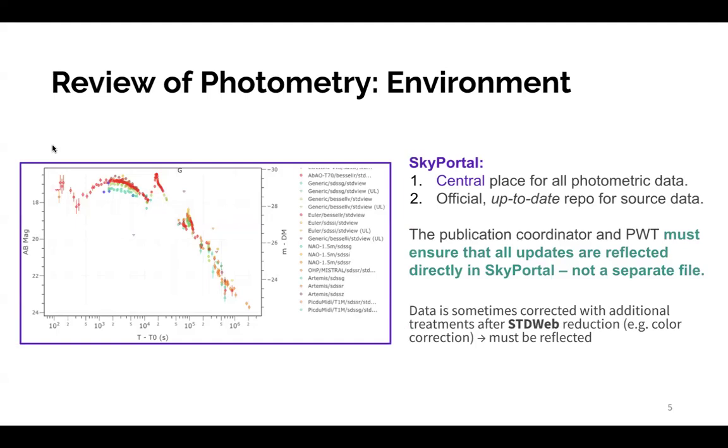We found that the best practice for the light curve is to use Sky Portal as the most up-to-date repository for the source data. So it should be the central place for all the photometric data, not some offline, separate file. What we did here is that if you open the page for 29A, you will see exactly as up to date as it gets with everybody who's working on the photometry. And data can sometimes be corrected, for example, with additional treatments like color correction. All of this should be reflected on the light curve, and if not reflected, there need to be comments on what exactly is reflected and what is not.